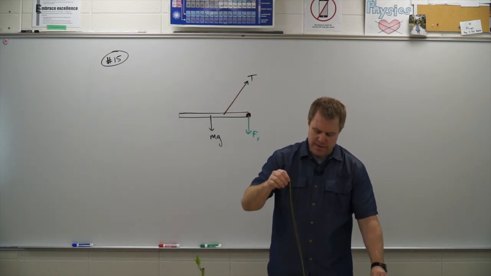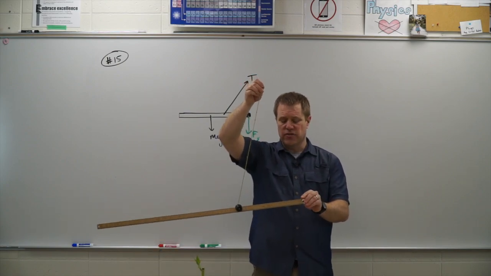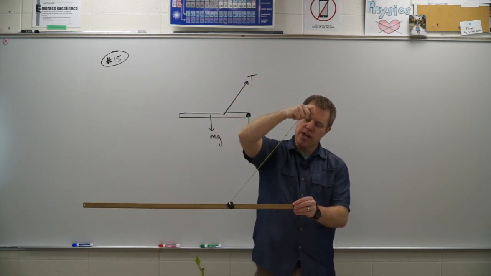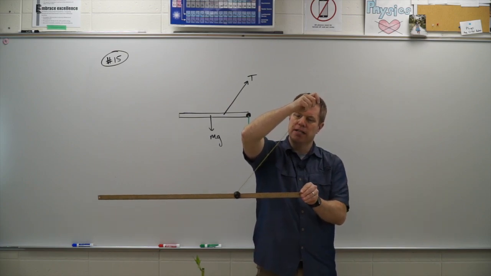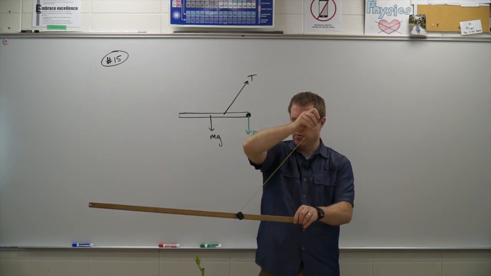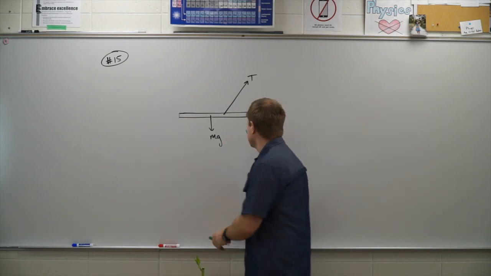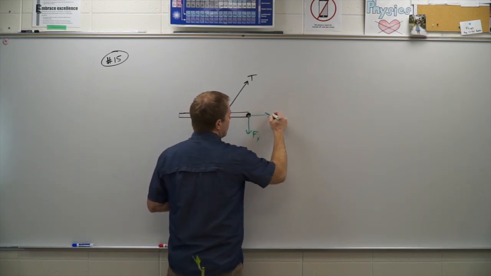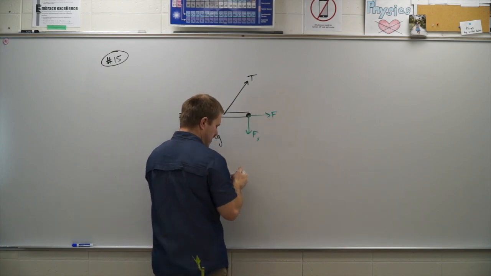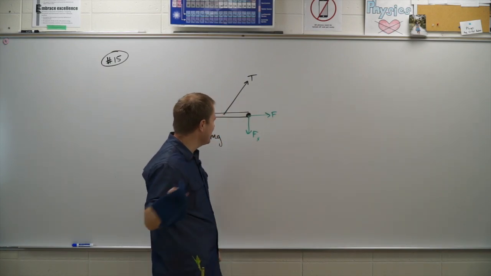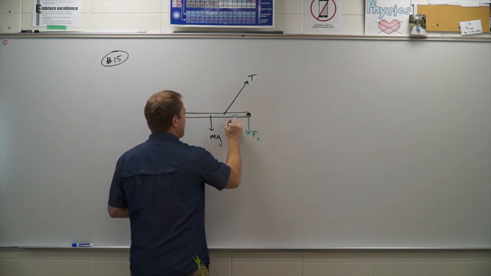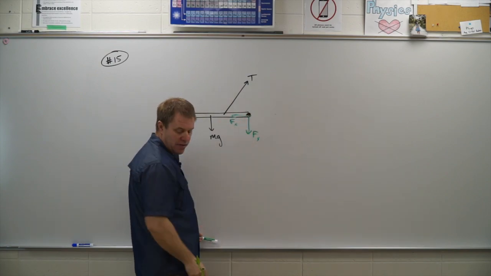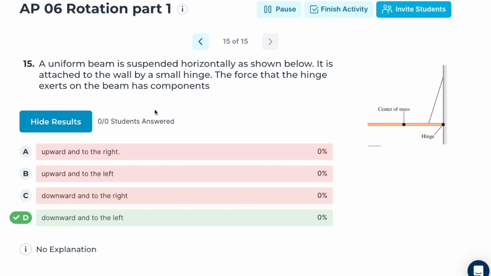The other way to think about it is, for the x direction, if the string is pulling it toward the wall, the wall must be pushing it out, away from the wall. And so we get an x component away from the wall, Fx. So the correct answer there would be... yes, downward and to the left. D is the correct answer there.